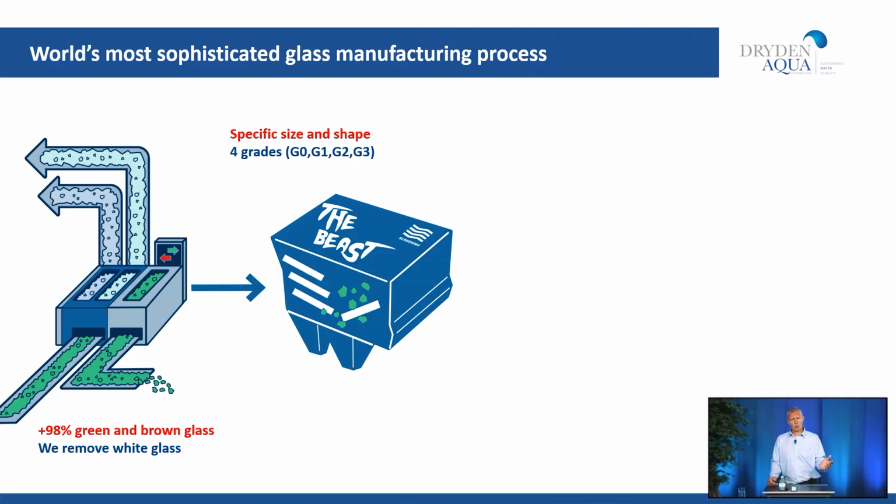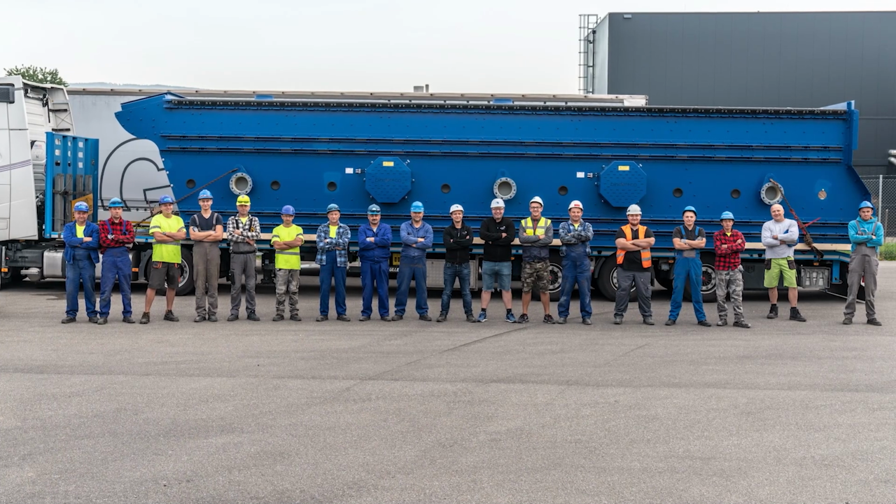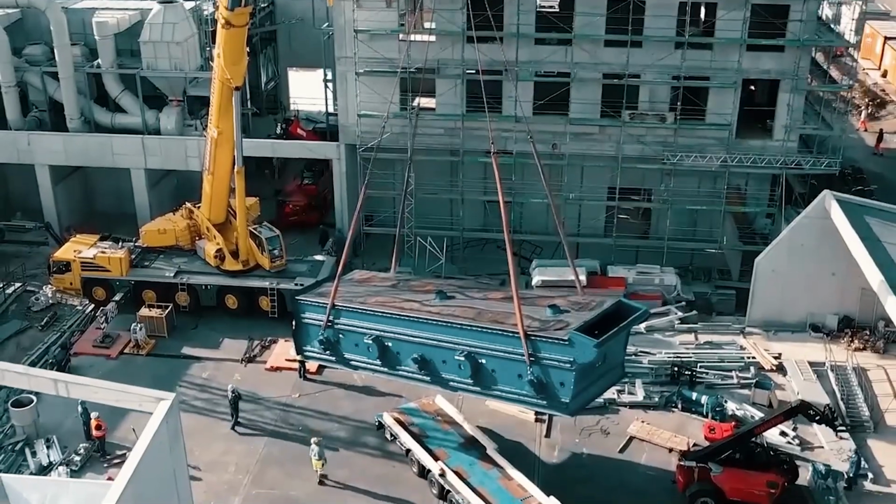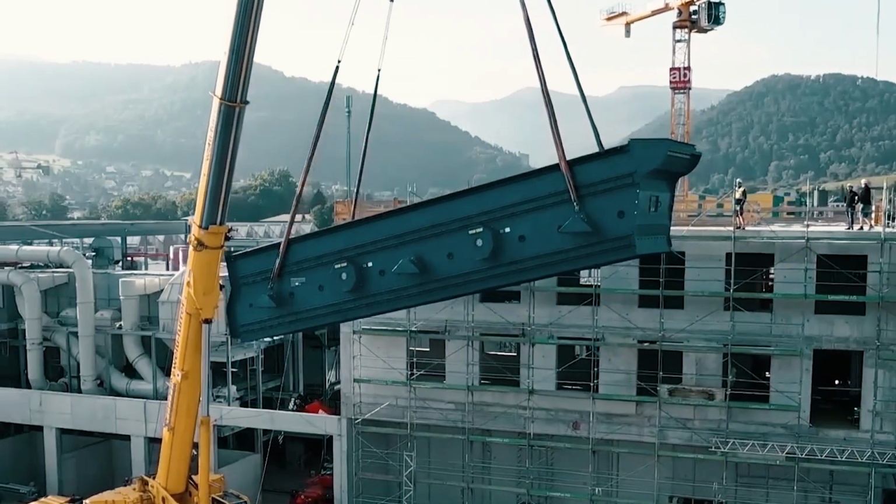Talking of shape, this is where once we've got the green and brown glass, this moves into what we affectionately call the beast. Okay? And the beast is actually sizing and shaping the various grades that we want to produce. Typically 4 grades, grade 0, grade 1, grade 2, and grade 3. It's only the grade 1, grade 2, and grade 3 that we're using in swimming pool applications. Grade 0 is used typically in water treatment processes.